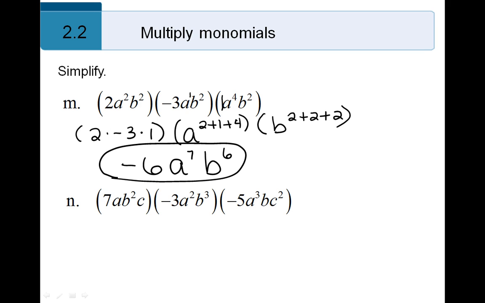And we'll simplify number or letter n the same way. So first we're multiplying 7 times 3 times 5.